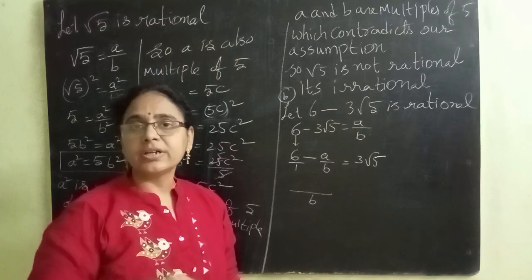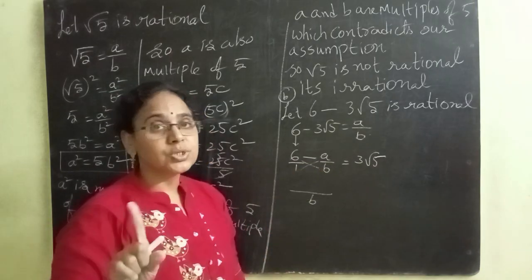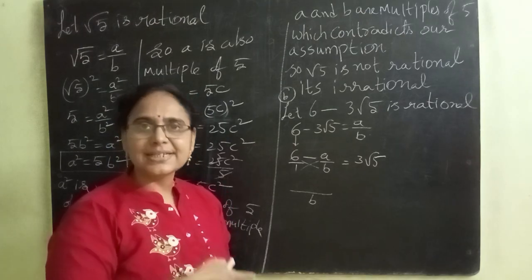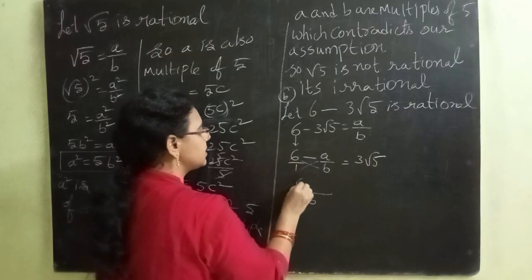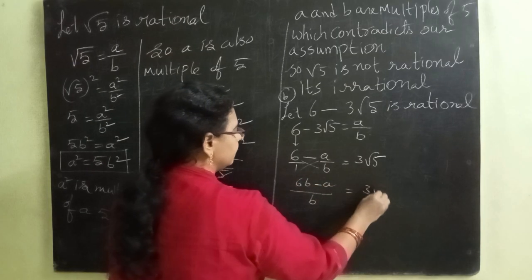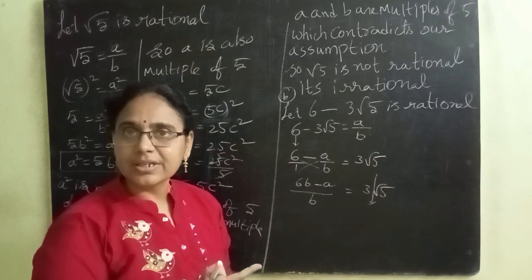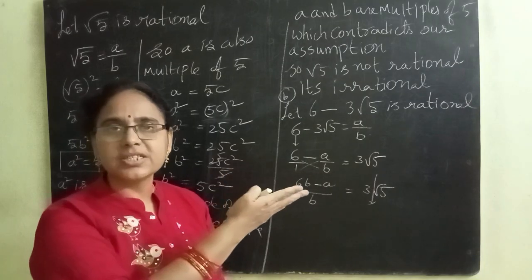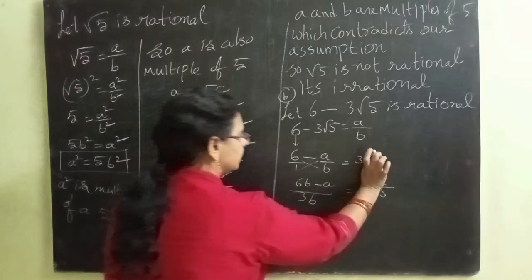When you are writing the product of denominators as LCM, then only you can go for cross product. So 6 into B, 6B. Minus A into 1, A. Here 3 into root 5, its product is going on. I want to take 3 to the opposite side. There its product is going on. I am taking opposite, so division.